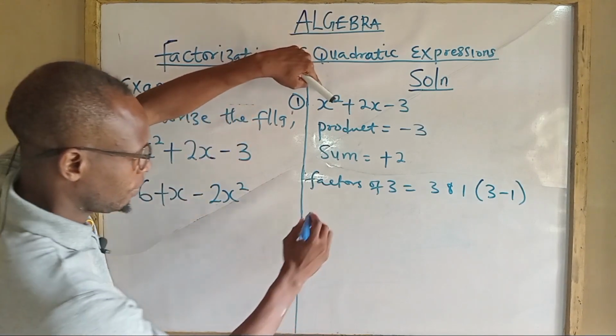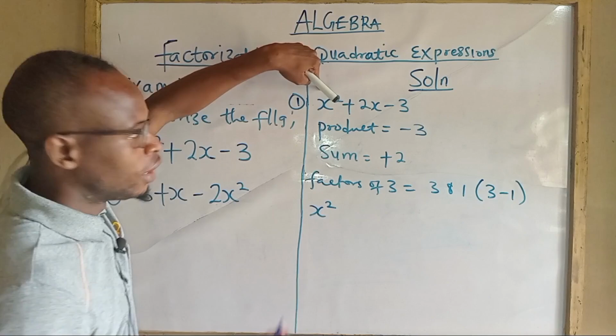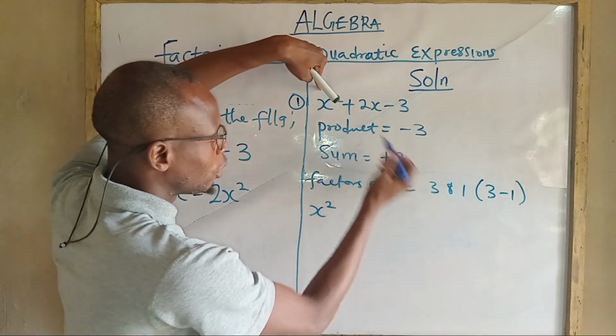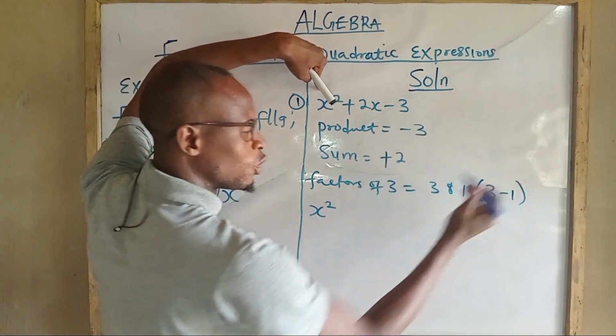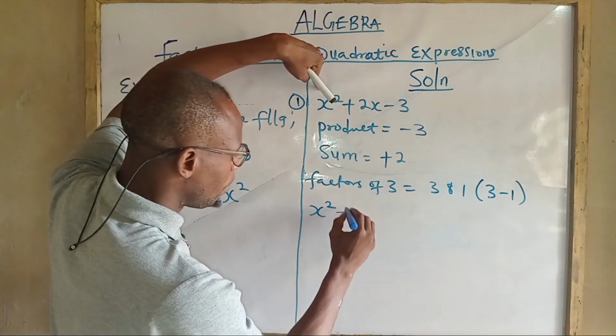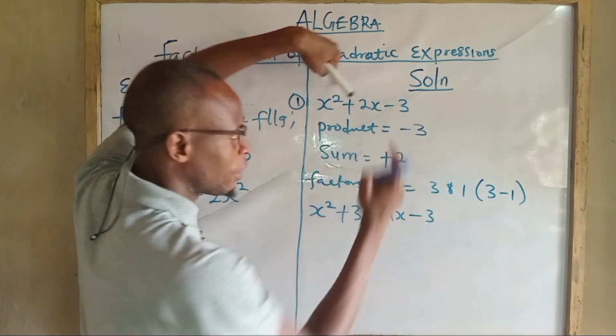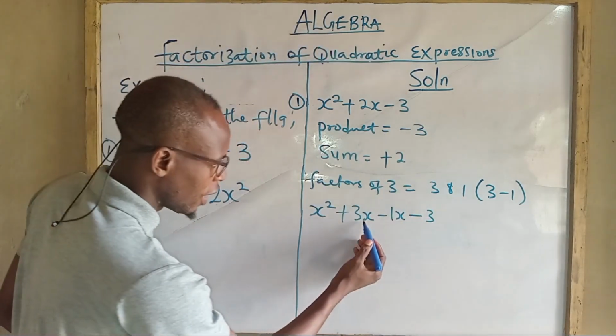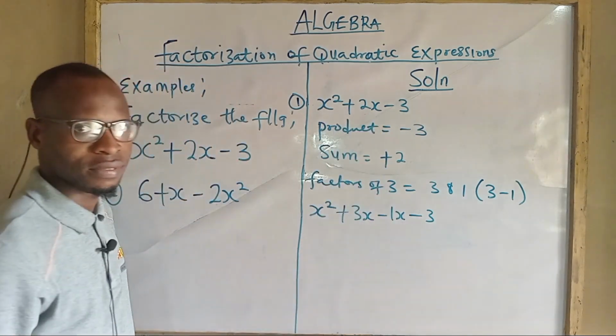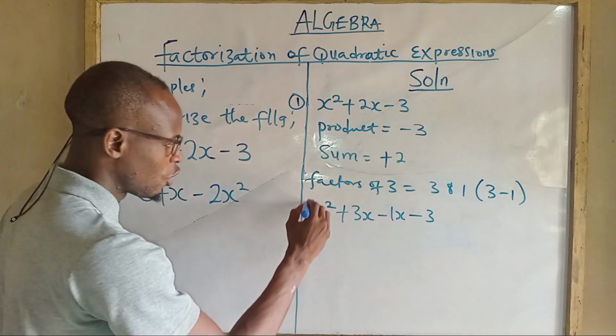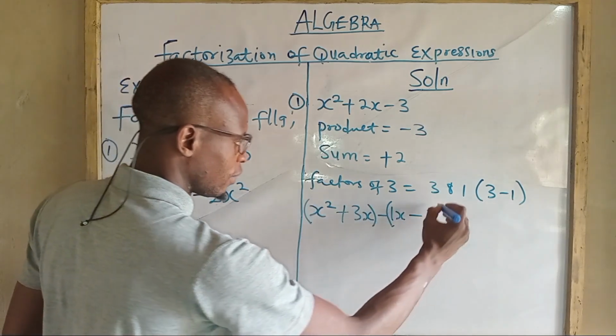You write this back as x squared. Then instead of writing plus 2x, the plus 2 here will take the position of 3 minus 1. So we have plus 3x now minus 1x. Then you also write this back. You can see that 3x minus 1x will still give you 2x. So after that, you now group them into pairs like this.